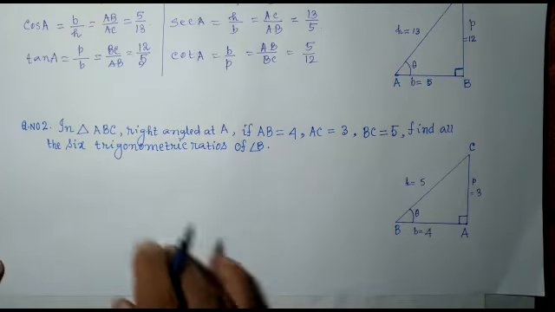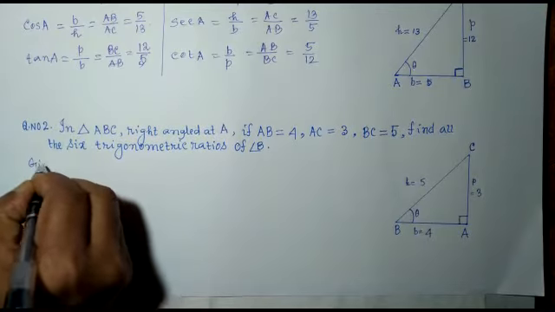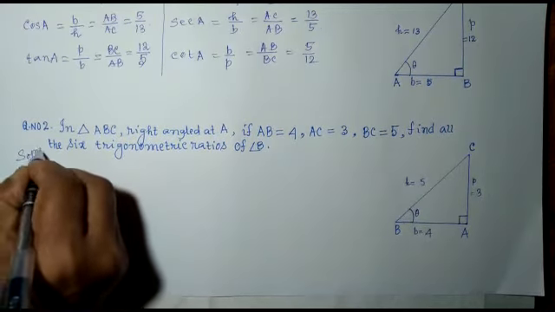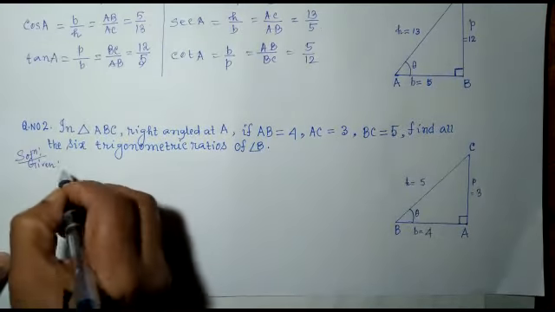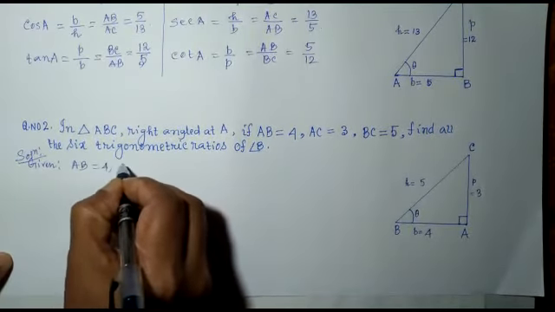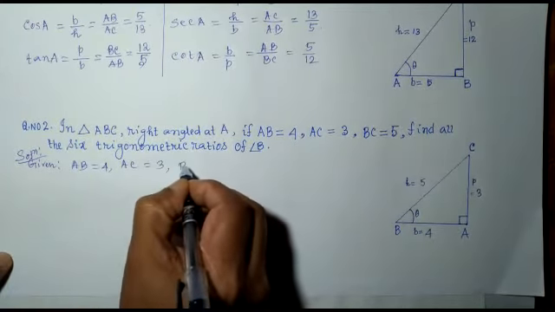And we can write now, solution. Given AB is 4, AC is 3 and BC is 5.